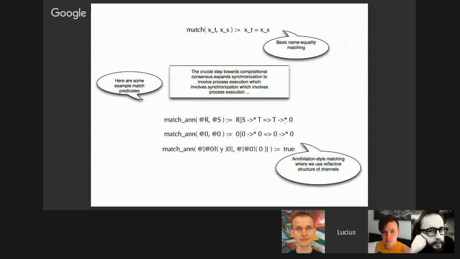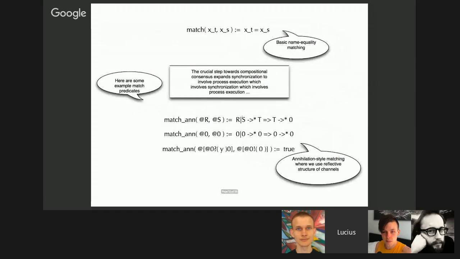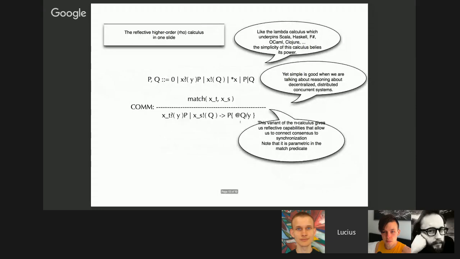Okay, so anyone who's paying attention here might get uncomfortable. Right, because they say, hey, wait a minute, your match predicate is now utilizing the arrow that it's defining.